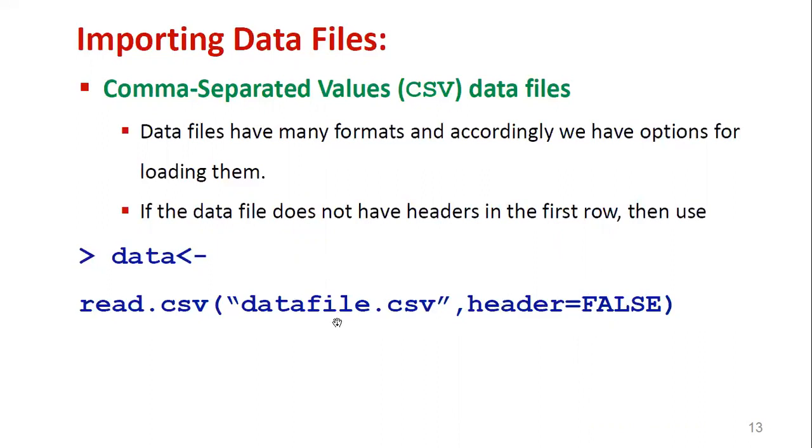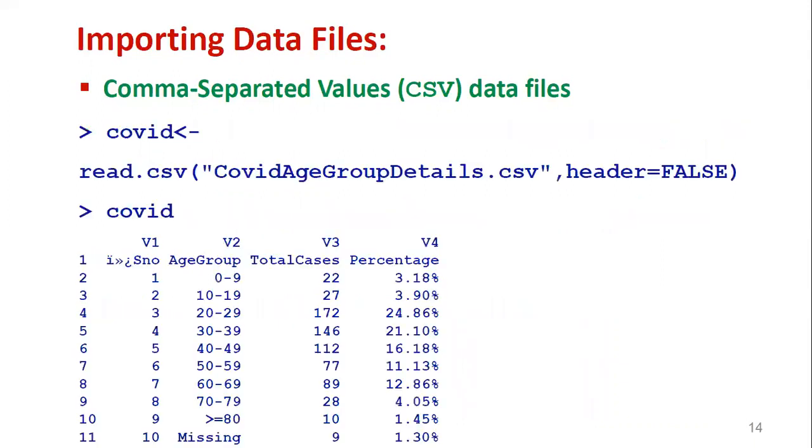If no headings are there, in any data there is no heading, but in our database we have headings: serial number, age group details, percentage, number of cases. So in some cases the database does not contain headings, and then you can use header equal to false. Then we have to set our own headings also.